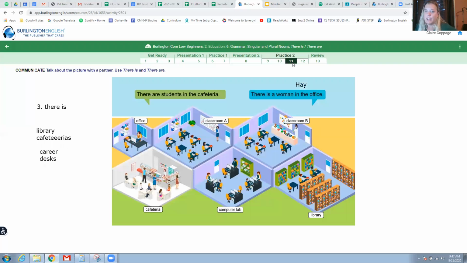All right, let's talk about this picture with the partner. We're going to use there is and there are. So I'll start. There is a cafeteria. Okay. Rocio, ¿qué más? ¿Qué hay? There is an office. That's true. Very good. And you said an office. Good job. Patty, what else?